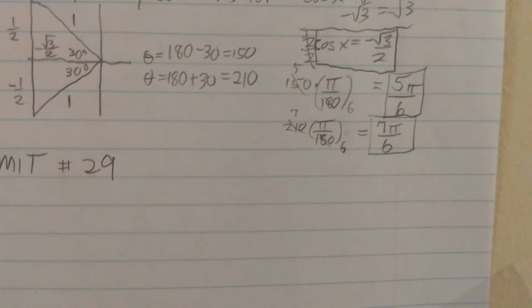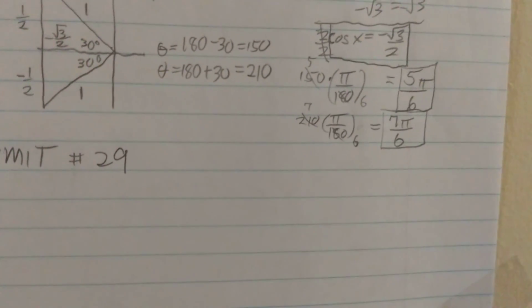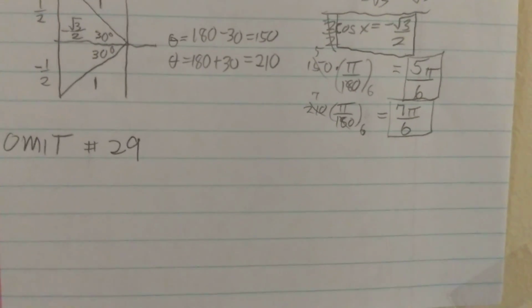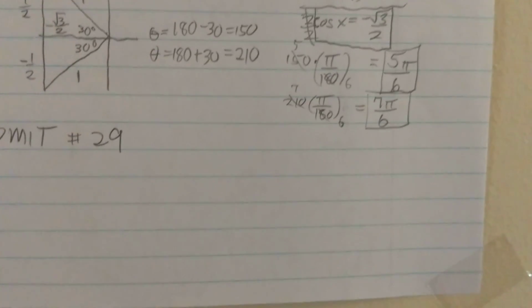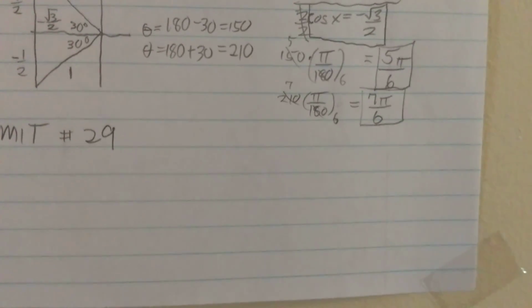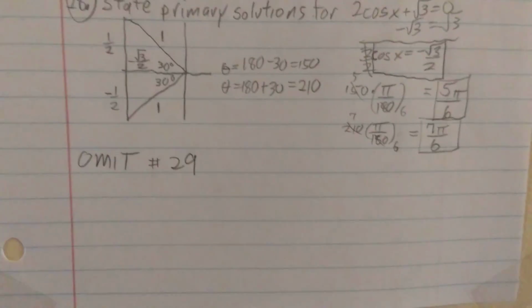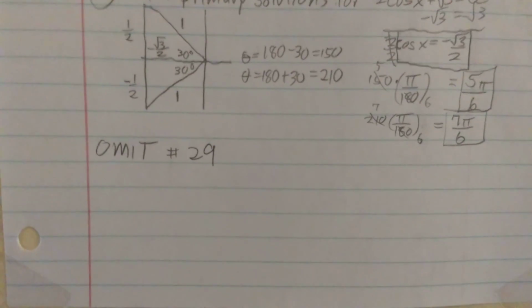Now 150 times pi over 180 allows us to simplify 150 over 180, or 15 over 18, to 5 pi over 6. And 210 times pi over 180 is the same as 21 over 18, 7 pi over 6. So those would be the 2 primary ones. And then we would admit 29 or 4.